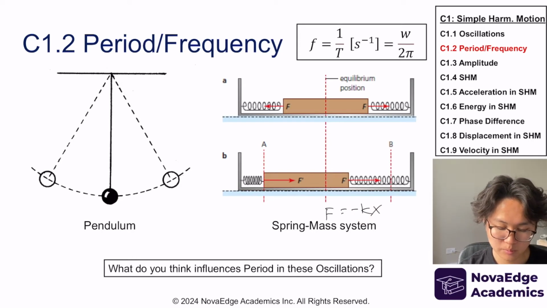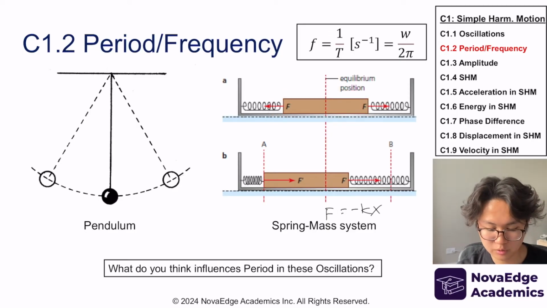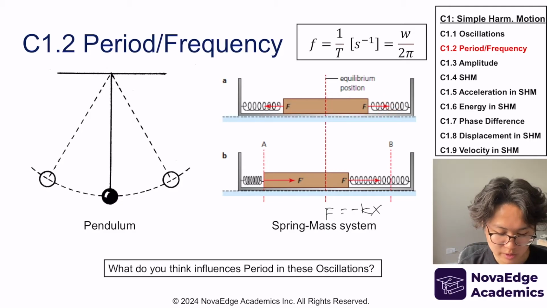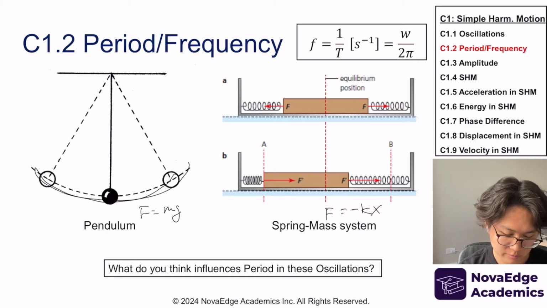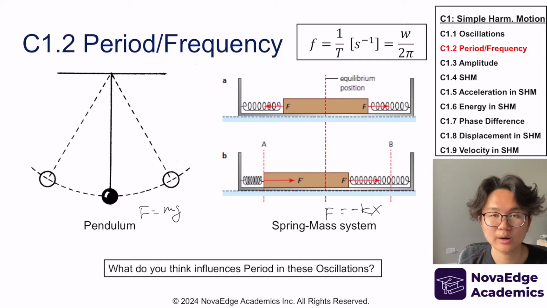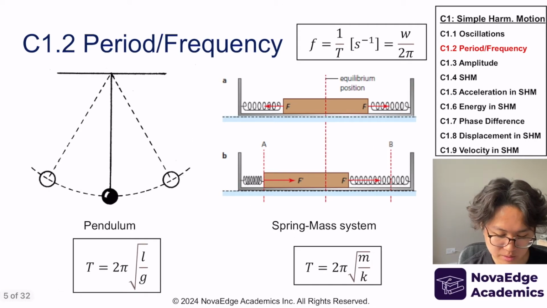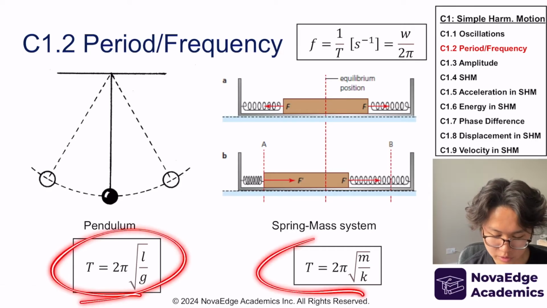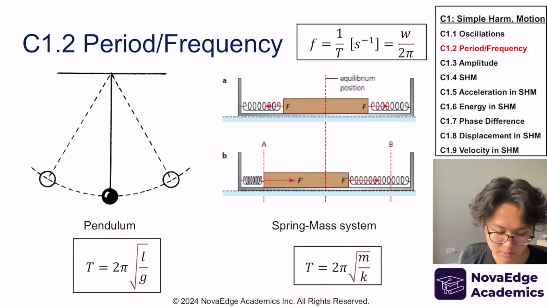Well, what if I make the object heavier? That's probably going to make it a lot more difficult to push and oscillate. The pendulum as well: force is equal to mg, so it's using gravity to go back and forth. Maybe it has something to do with the gravitational acceleration as well. It turns out those are true, because these are the equations used for the pendulum and the spring mass system.